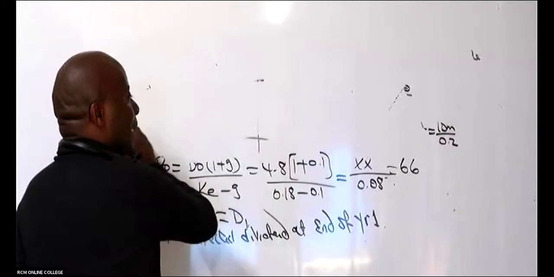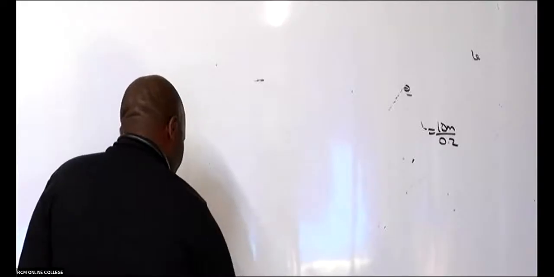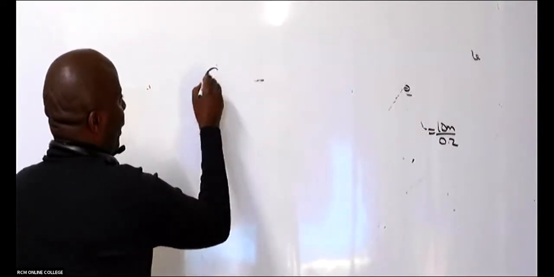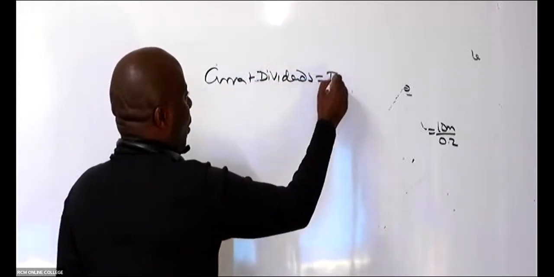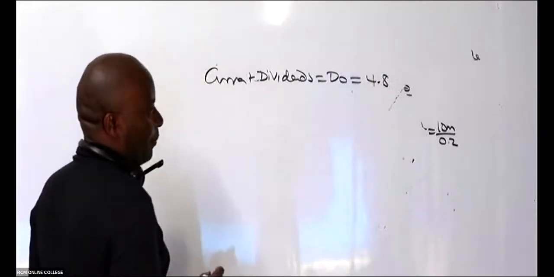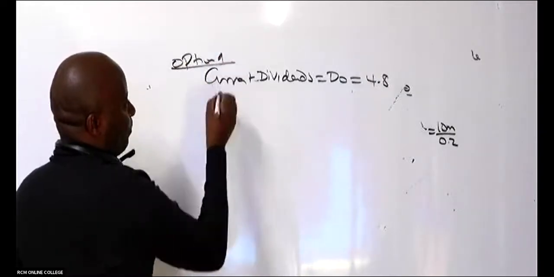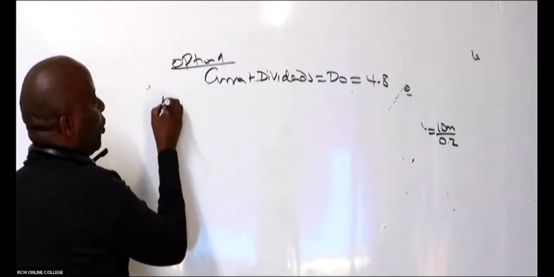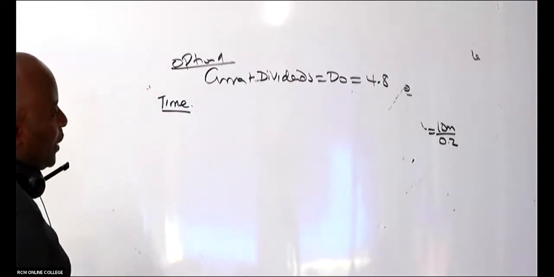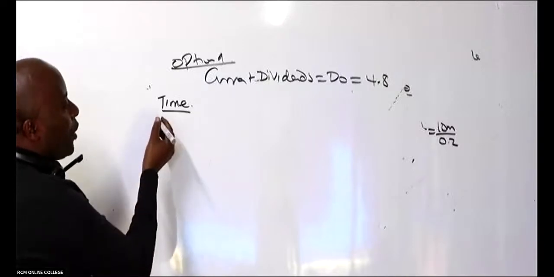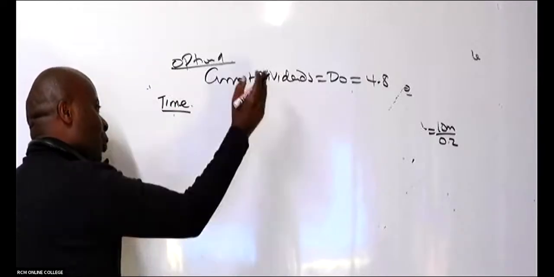Remember, we have current dividends. So the current dividends, what we are calling our D0, is 4.8. So remember, this is option one. For option one, what I will do is come and write time. I will always start with one, because I'm valuing a share using future dividends.